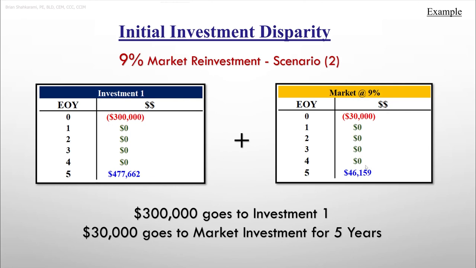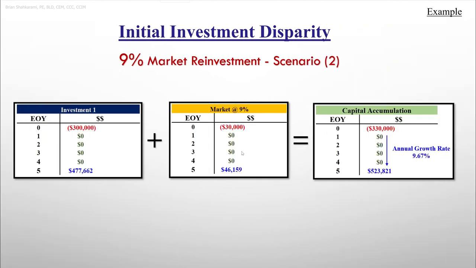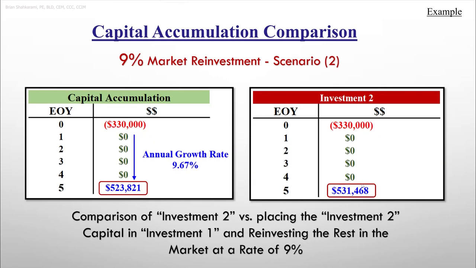And at the end of that 5 years, we get $46,159. Now we can combine the two investments. So when we combine the two, our initial investment of $300,000 and $30,000 gives us $330,000 initial investment. And we combine the accumulated capital of investment 1 with the accumulated capital of our market investment. And we arrive at a total capital accumulation of $523,821, which gives us an annual growth rate of 9.67%. How about that?